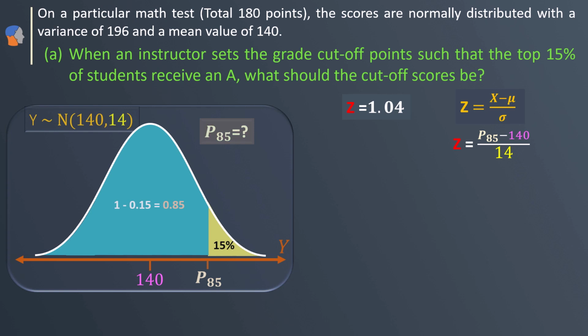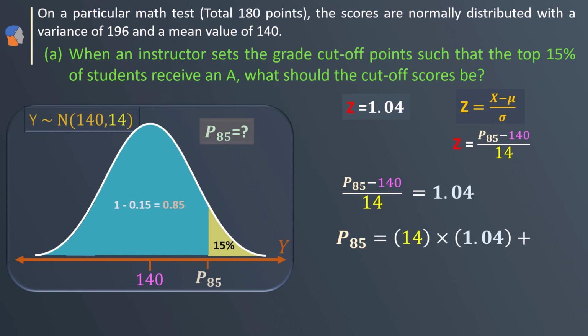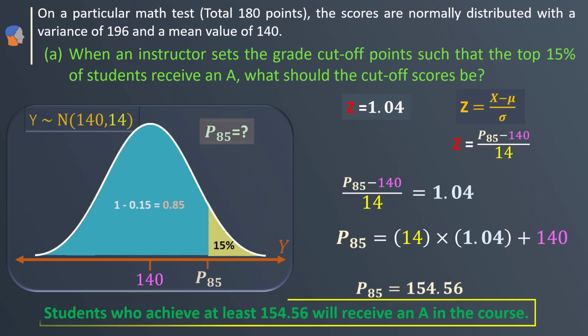Now we have two z values. One is from the table, the other one is from the formula. So these two must be the same. Therefore, make them equal and solve for P85. So the answer is 154.56. Therefore, we can say that students who achieve at least 154.56 will receive an A in the course.